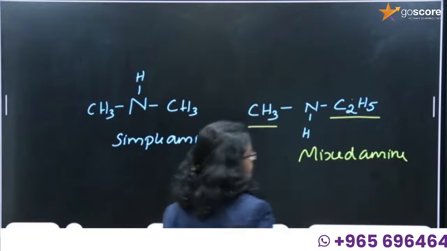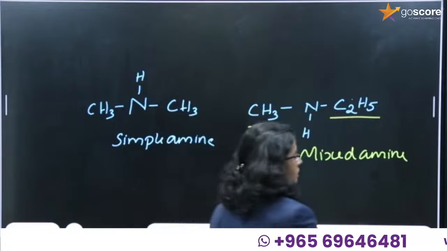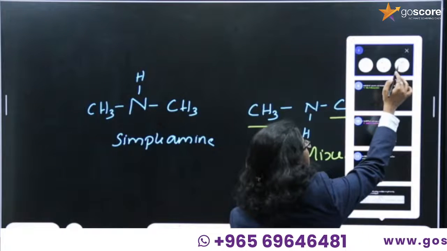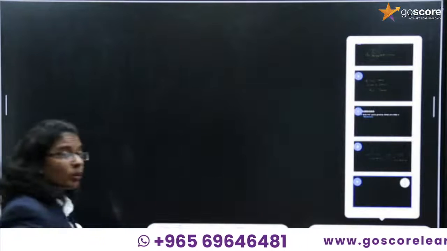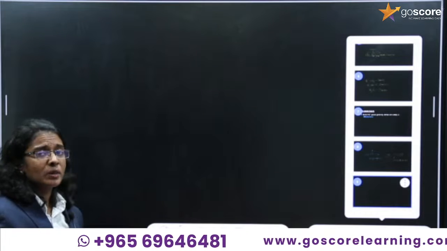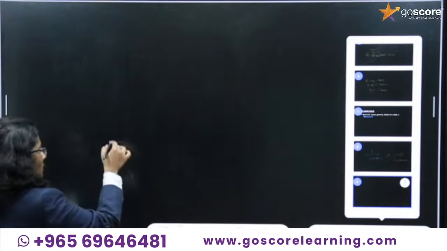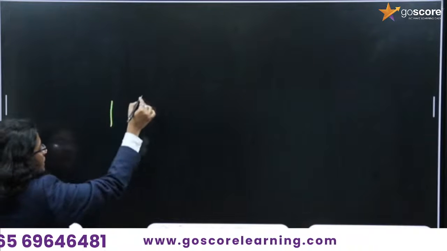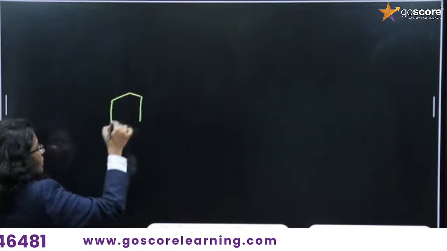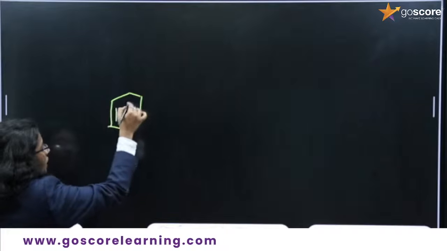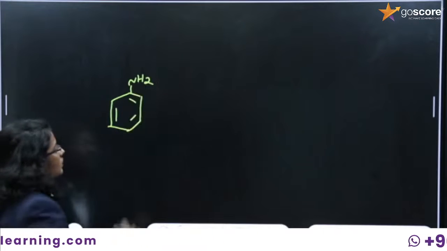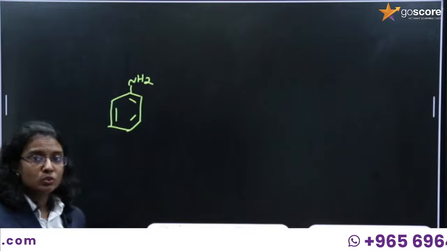Mixed amine. Next method of classification is aromatic amine and aliphatic amine. What do you mean by aromatic amine? A benzene ring containing an amine group is called an aromatic amine. That is, the benzene ring is attached to an NH2 group.